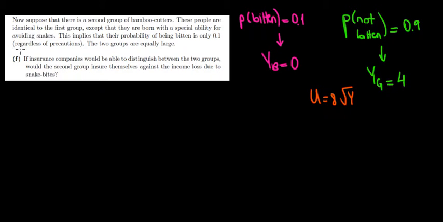Let's solve part F now. Suppose that there is a second group of these bamboo cutters and they are better at avoiding snakes, meaning that the probability of being bitten by a snake is only 0.1 regardless of precautions. Now if the insurance companies can distinguish between the two groups, what would the second group insure themselves against this loss due to snake bites?